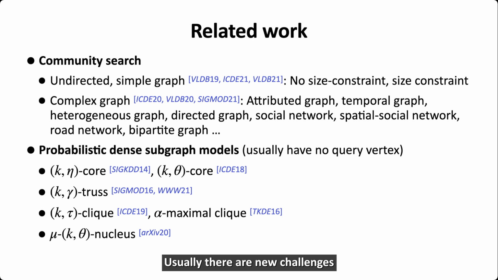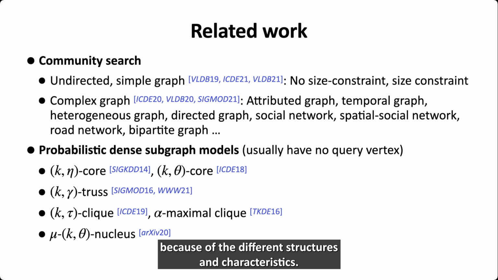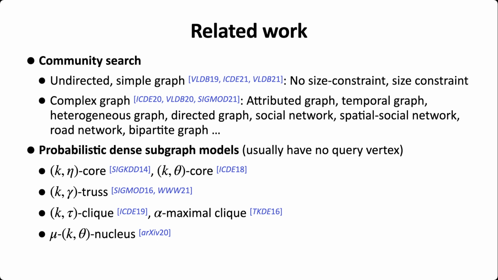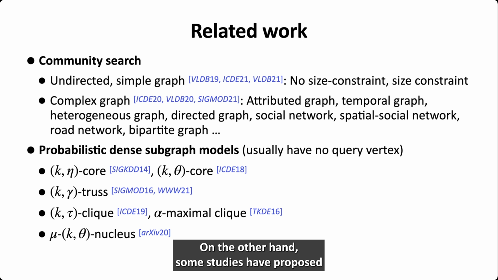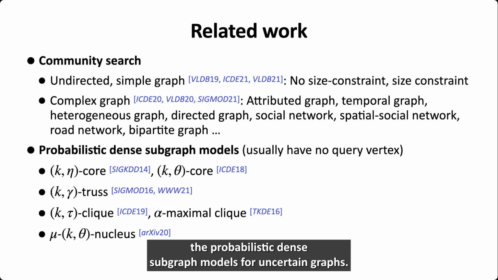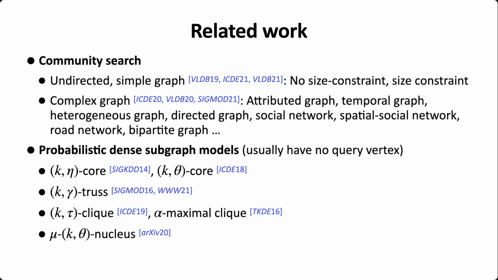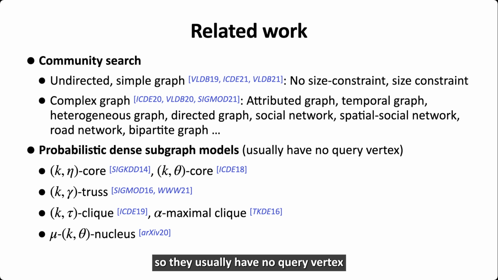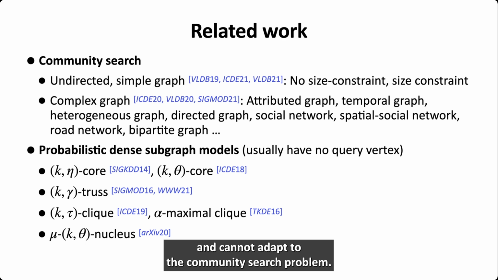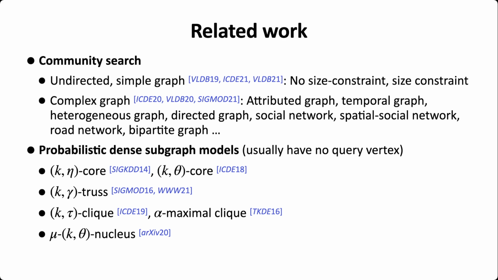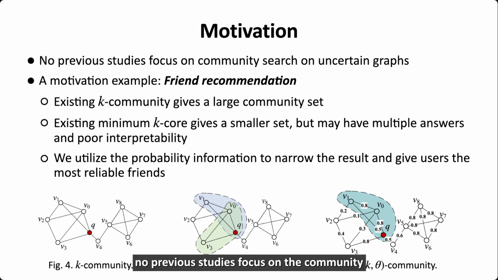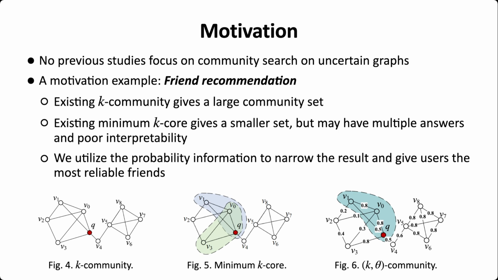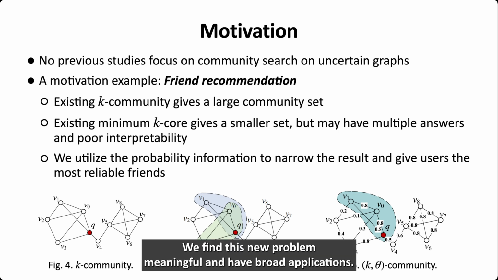Usually, there are new challenges when it comes to different types of graphs because of the different structures and characteristics. On the other hand, some studies have proposed probabilistic dense subgraph models for uncertain graphs. These models are designed to analyze the entire graph, so they usually have no query vertex and cannot adapt to the community search problem. To our knowledge, no previous studies focus on the community search problem on uncertain graphs. We found this new problem meaningful, with broad applications.